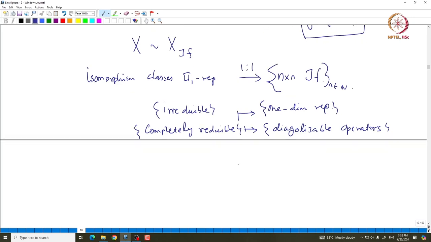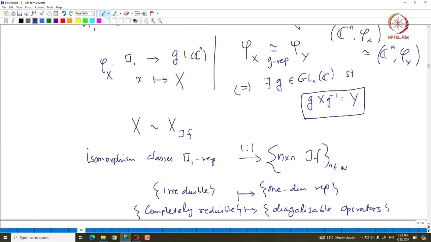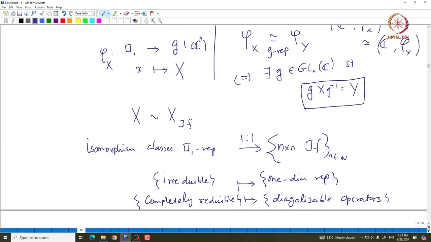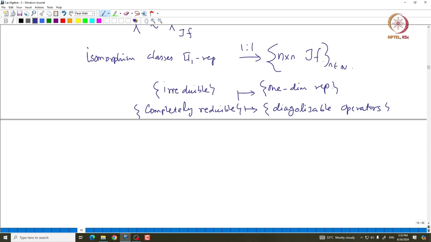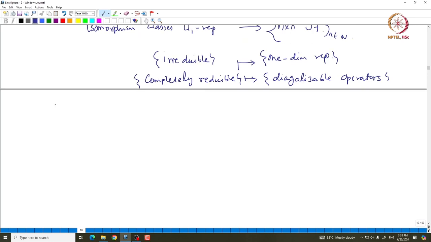So now you can see that if you are interested in cooking up some non-completely reducible representation, then you can start with some non-diagonalizable operator. Okay, if I start with some non-diagonalizable operator from this GL_n of C, then you will be getting a representation that is not completely reducible. So indeed, this can be used to construct a non-completely reducible representation in this situation.